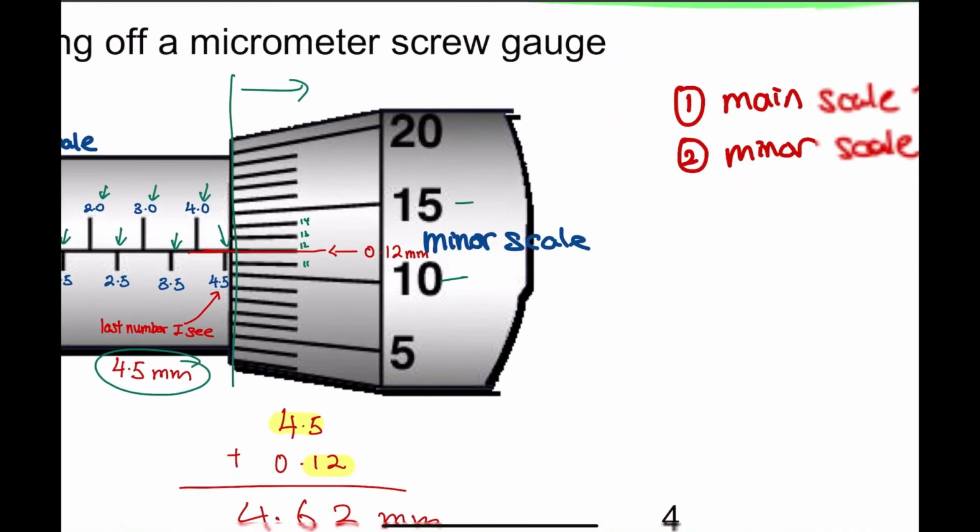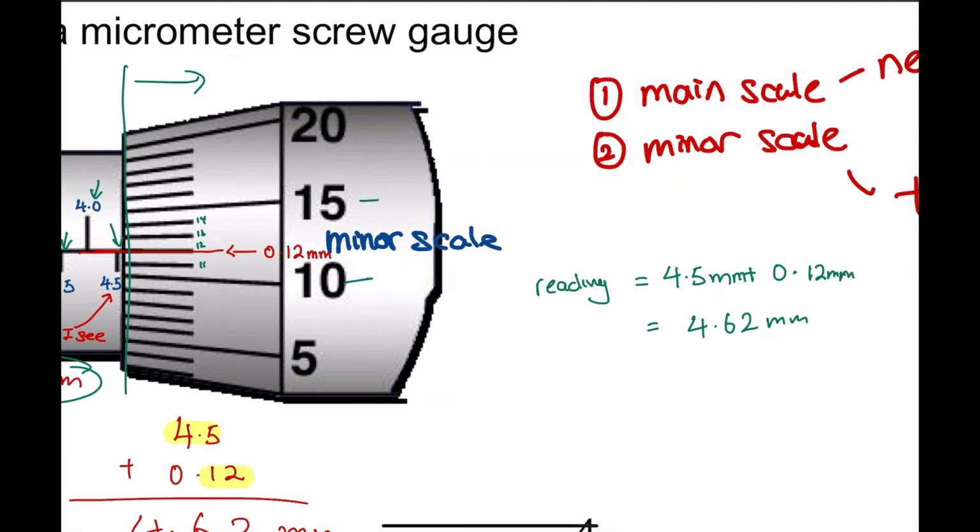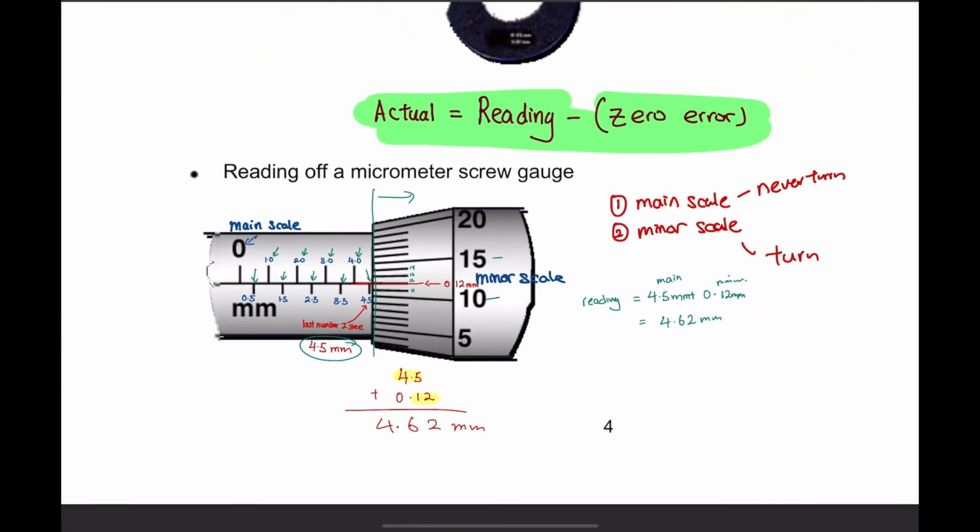which is 0.12. So therefore, how we do it is that reading is now equal to the last number that I saw just now on the main scale, which is 4.5 mm. Your minor scale, you plus 0.12. This will give you 4.62 mm. Remember main scale plus minor scale. This is your main, this is your minor. So that's how we get 4.62.